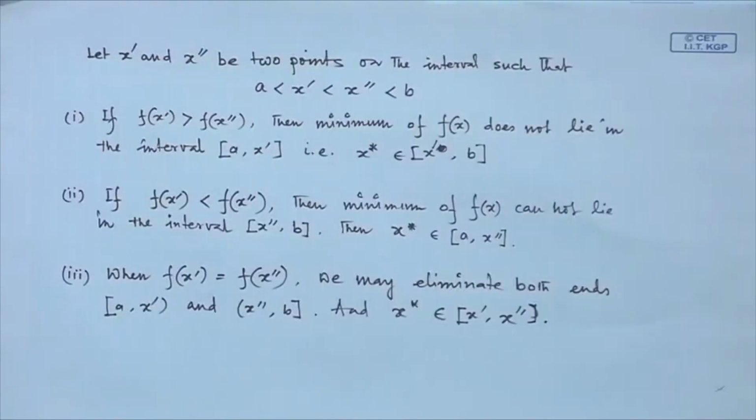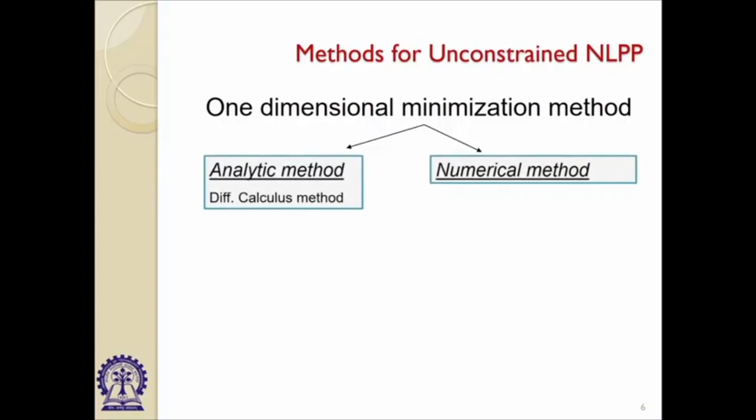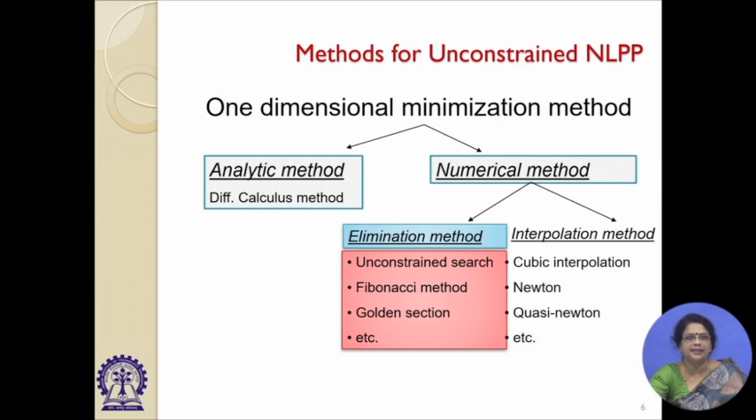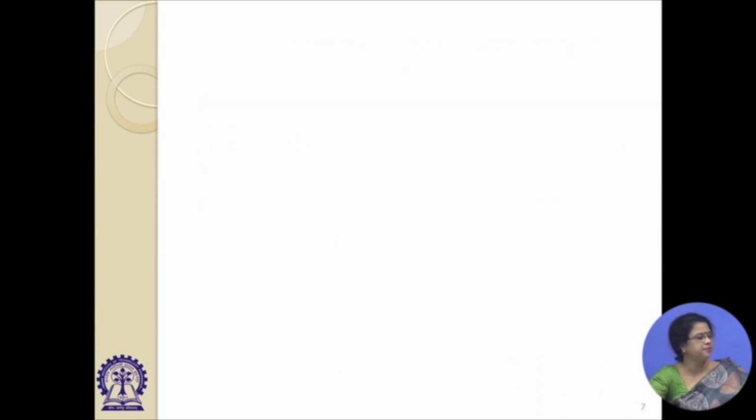That is why we are learning a series of methodologies, and as I was mentioning this part in the last class, that this is the series of methodologies available, and in the numerical method I will explain to you the unconstrained search, Fibonacci, golden section, etc. And there is another series of methods on interpolation. I will mention one of that in my classes.